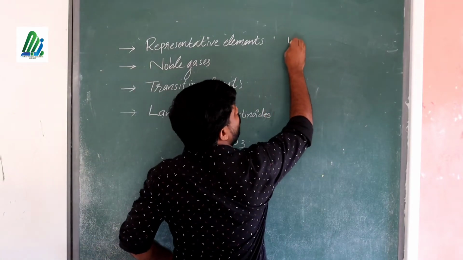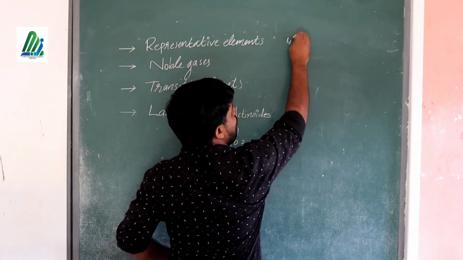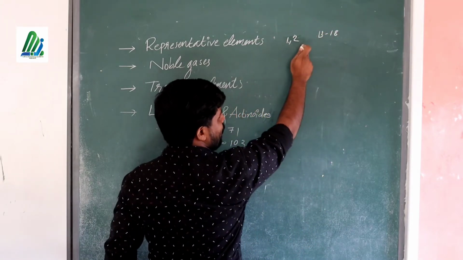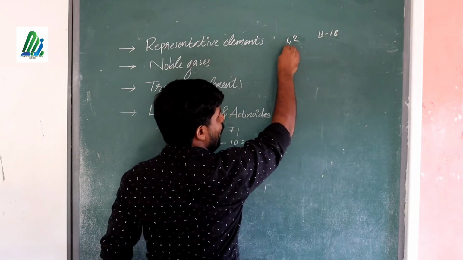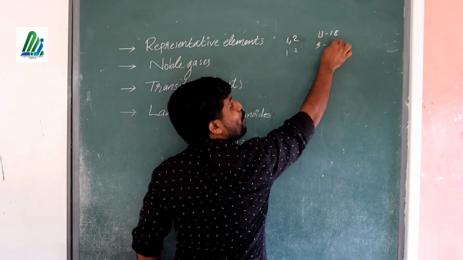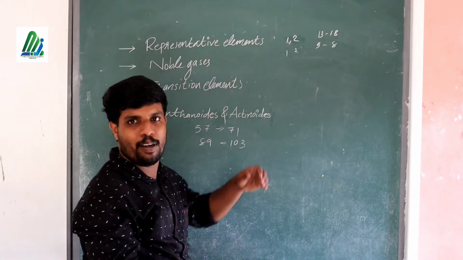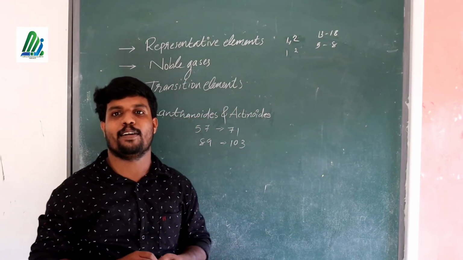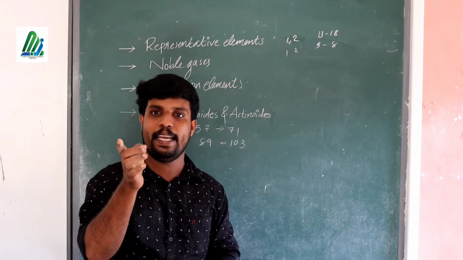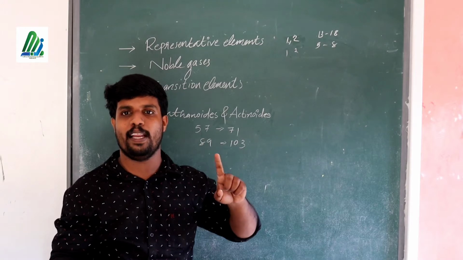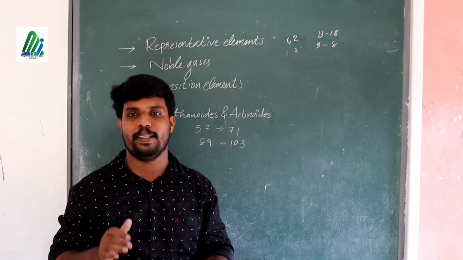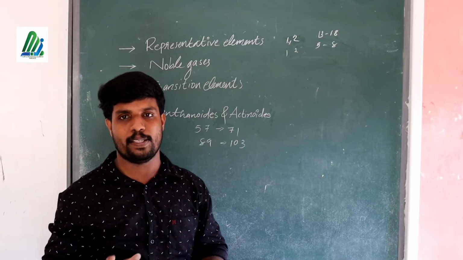The first group and second group, and groups 13 to 18. That means the valence shell contains 1 electron, 2 electrons, or 3 to 8 electrons. These elements are groups 1 and 2, then 13 to 18. That means alkali metals and alkaline earth metals, the boron family to noble gases. They are known as representative elements.